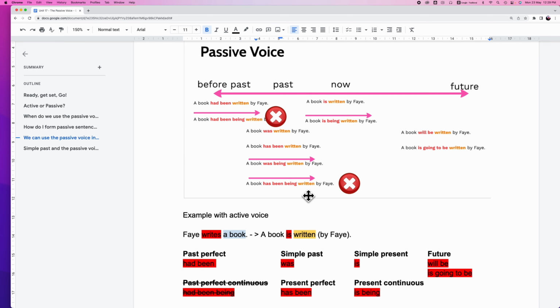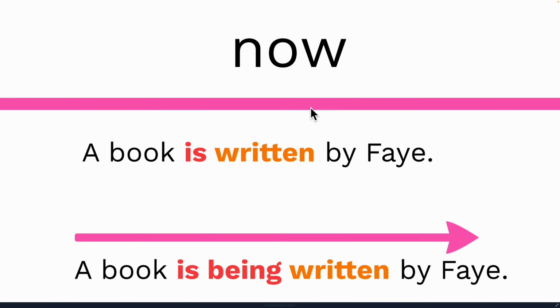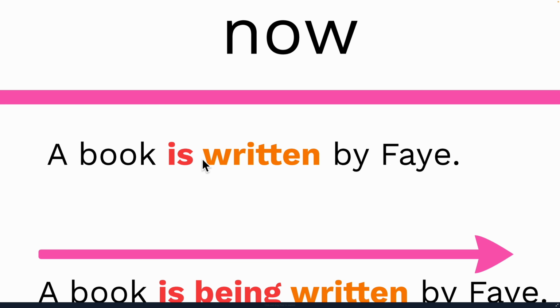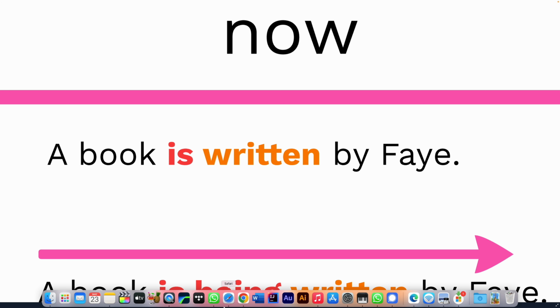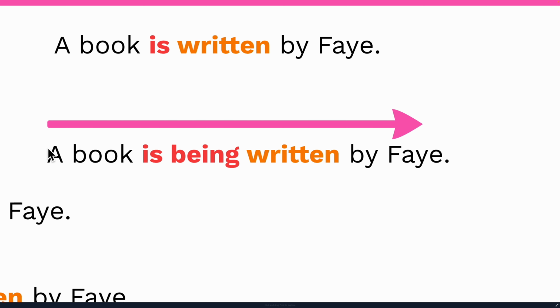Alright, then we further take a look at the diagram. This diagram is talking about all different tenses that we have, from present times, future times, and times in the past. Okay, let's take a look. For present tense, a book is written. Simply change the verb to be into is, am or are. And for present continuous tense, a book is being written by Faye.